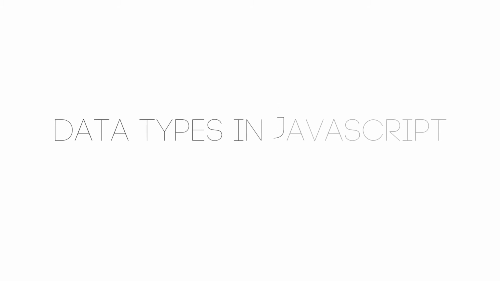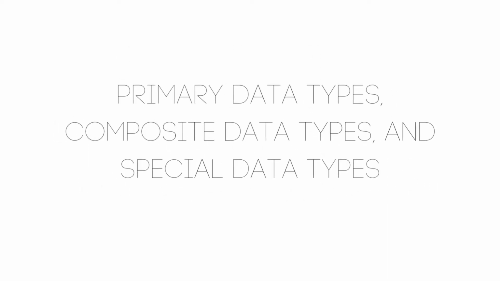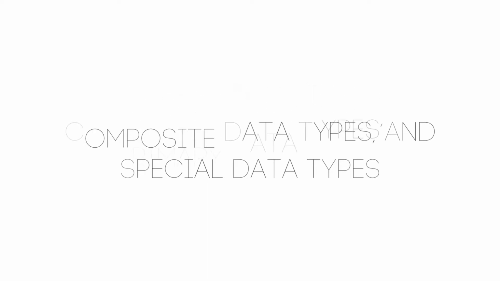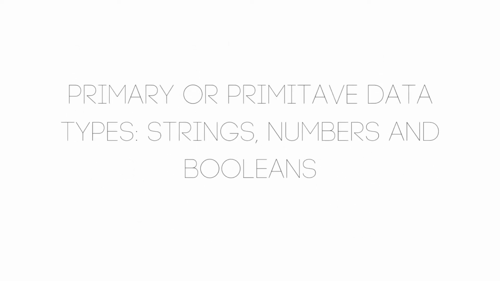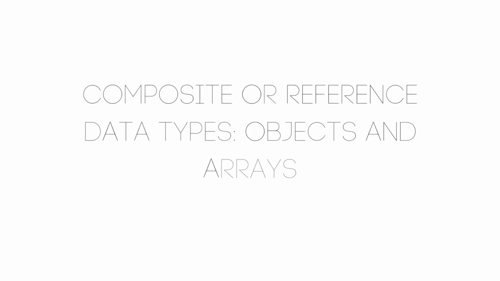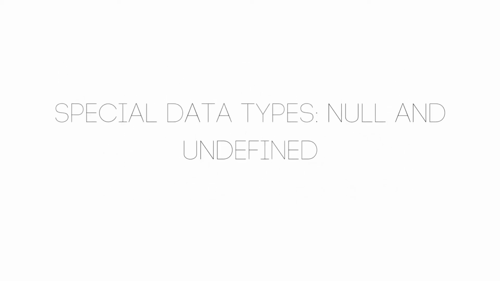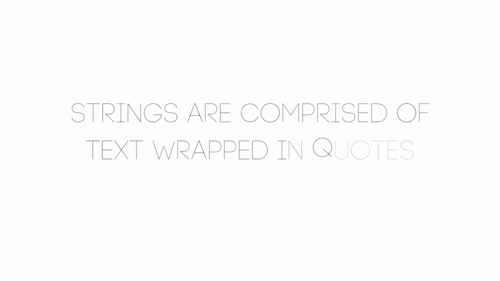Coders, this is Jared from Renaissance Coders, and today we're going to learn about data types in JavaScript. There are a few different qualifications of data types, including primary data types, composite data types, and special data types. The primary or primitive data types are comprised of strings, numbers, and booleans. The composite or reference data types are comprised of objects and arrays, and the special data types are comprised of null and undefined.